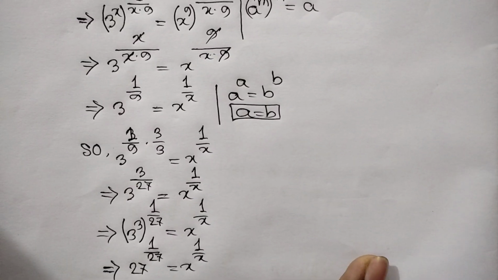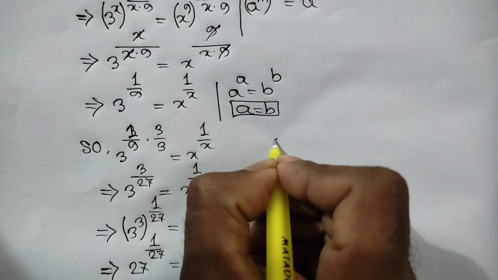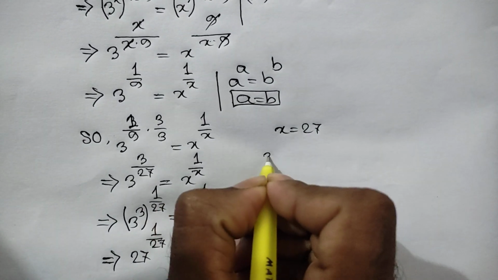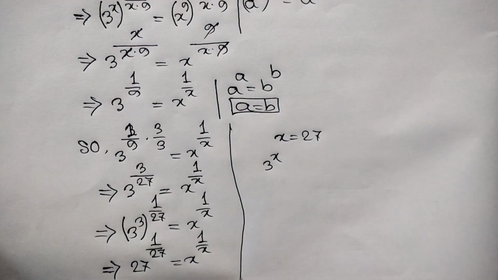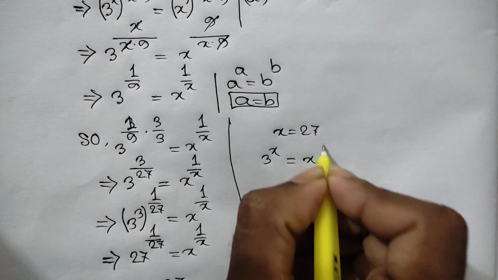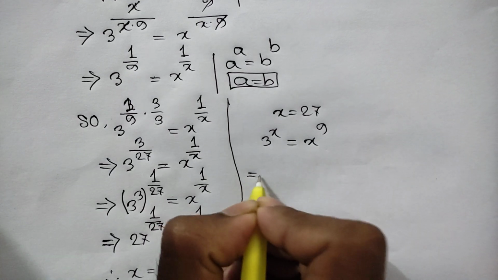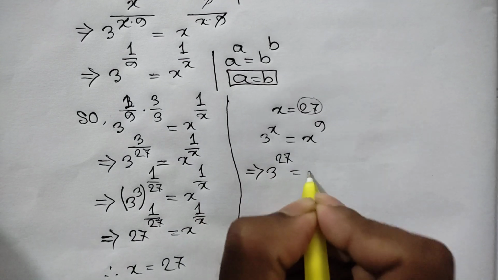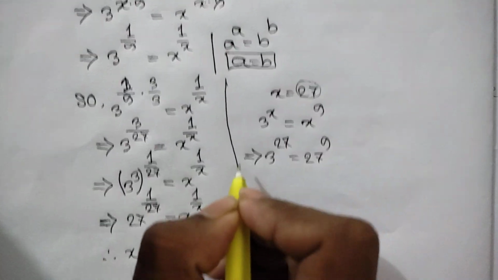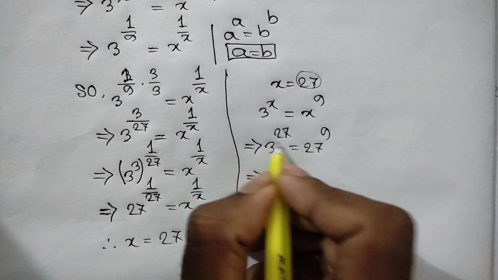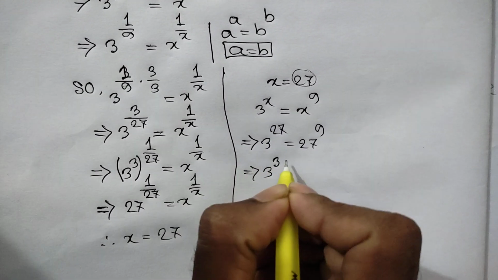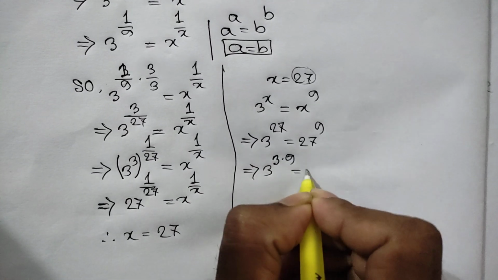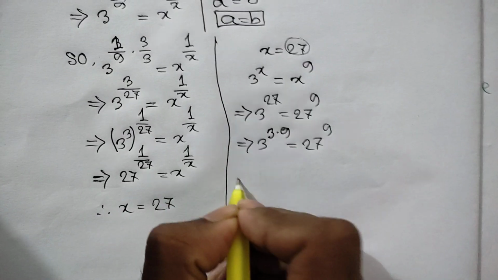Let's verify it. x is equal to 27. 3 to the power x is equal to x to the power 9. Or 3 to the power 27 is equal to 27 to the power 9. 27 we can write 3 times 9, so 3 to the power 27 is equal to 27 to the power 9.